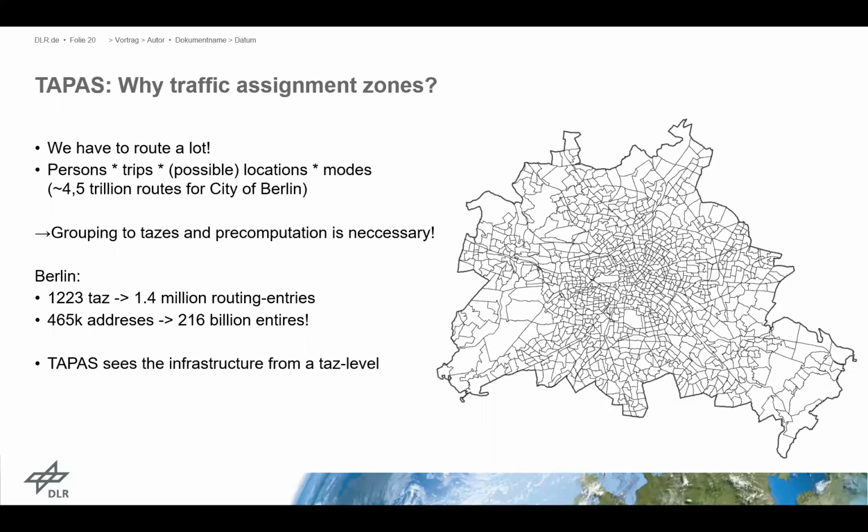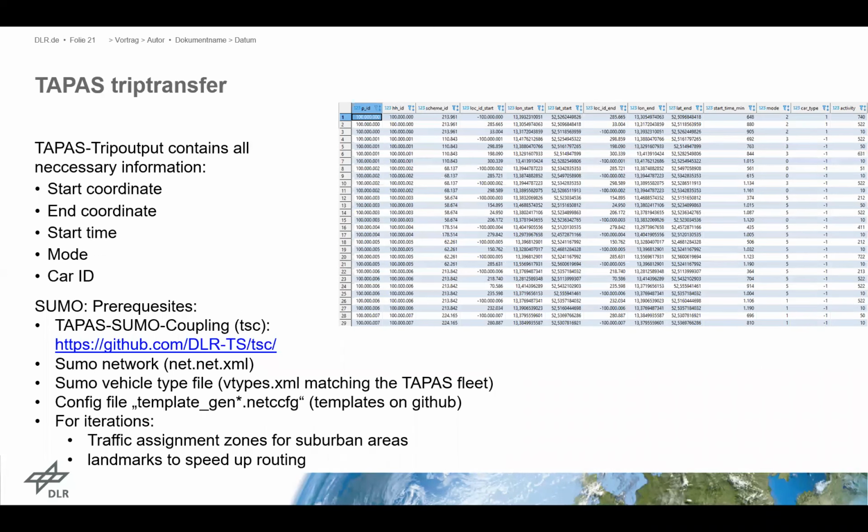So what we do is we group our infrastructure on TAPAS level, which makes coupling to SUMO a little bit more interesting, as I will show you now. First of all, let's look at what output TAPAS is generating. The output of TAPAS is very boring. It's just a big database consisting of trip IDs with start coordinates, end coordinates, start times, a mode, and a car ID. But basically, that's all SUMO needs to compute a feasible set of routes to put on the net.